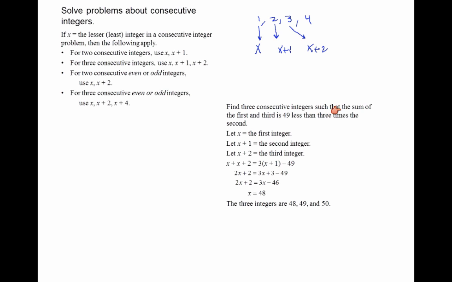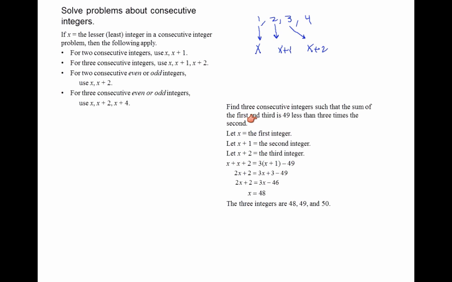Find 3 consecutive integers such that the sum of the first and the third is 49 less than 3 times the second one. So we have 3 consecutive integers. The first one we're going to call x. The second one we call x plus 1. The third one we're going to call x plus 2.